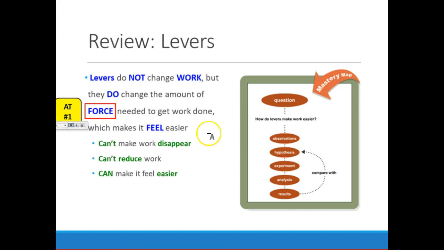Yes, exactly. So if we can use a simple machine to make it less force, then it is going to feel much easier. That is what simple machines do. But again, in total, the amount of work we do is still exactly the same. The reason for this is because you can't just make the work disappear. You can't reduce the work. The only thing we can do is make it feel easier based on the force. Smiley faces if we understand that.